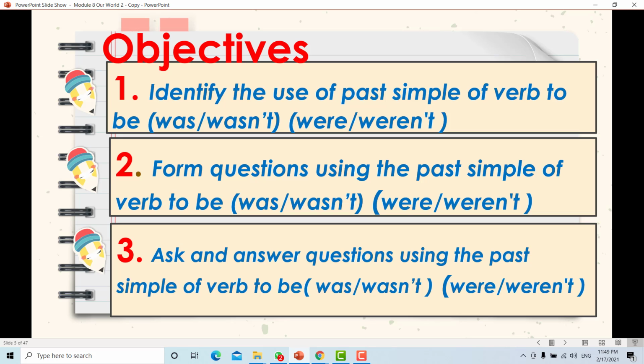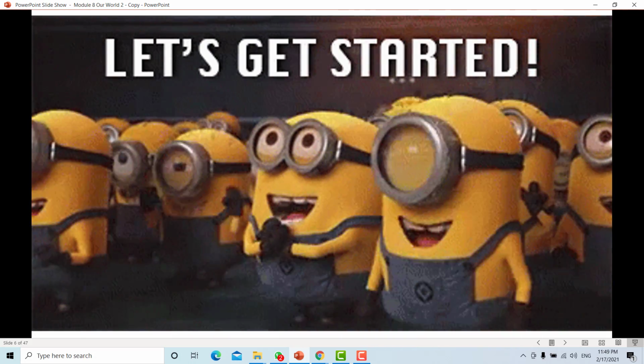Objectives of our lesson today: to identify the use of the past simple of verb be, was, wasn't, were, and weren't. To form questions using the past simple of verb be. Ask and answer questions using the past simple of verb be. Let's get started.